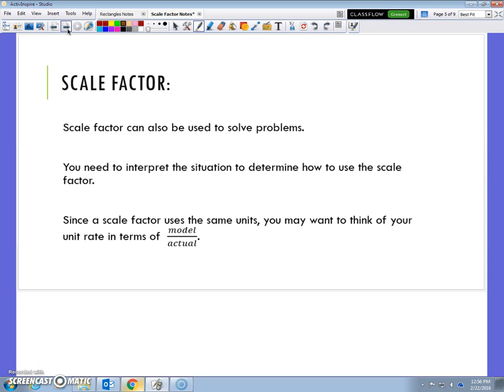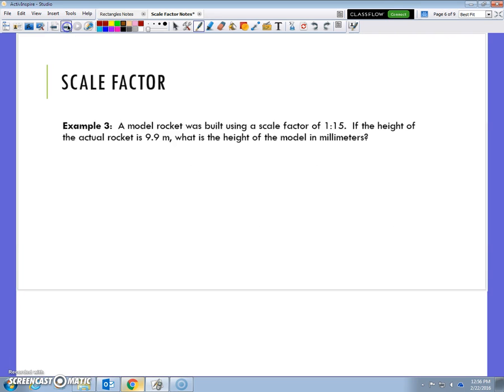And to do that, think of your unit rate in terms of the model compared to the actual object. So it's kind of a big deal. Okay, we already kind of talked about that a little bit. Let's take a look here.